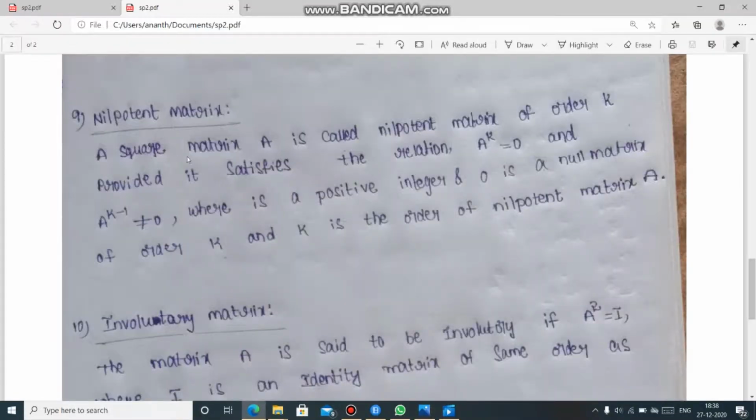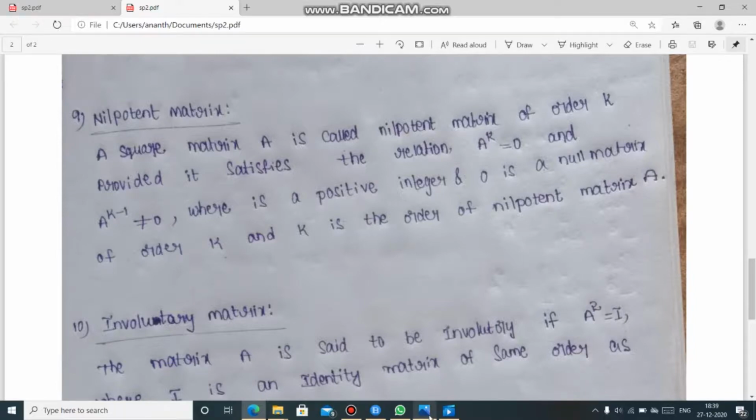here nilpotent matrix means a square matrix is called a nilpotent matrix. In this example we have the matrix of order 3, and provided it satisfies the relation A power k is equal to 0. In our matrix the order is 3, so we have to prove that A cube is equal to 0 and A power k minus 1 not equal to 0, where k is a positive integer. Here the value of k is 3, it means it is a positive integer, and 0 is a null matrix of order k and k is the order of nilpotent matrix A.